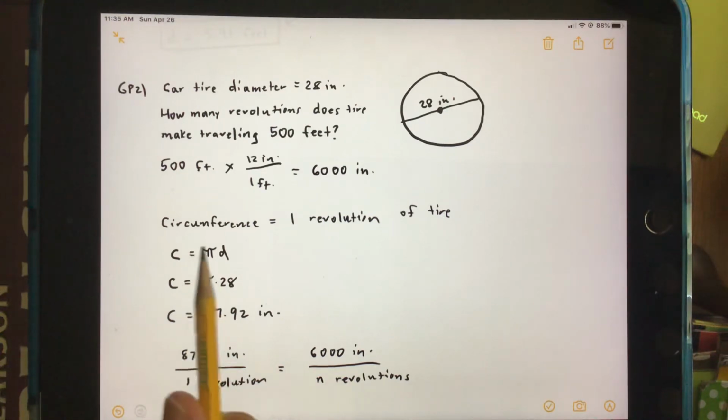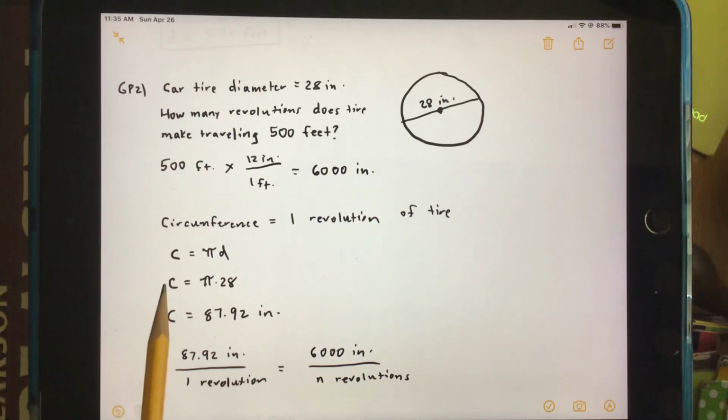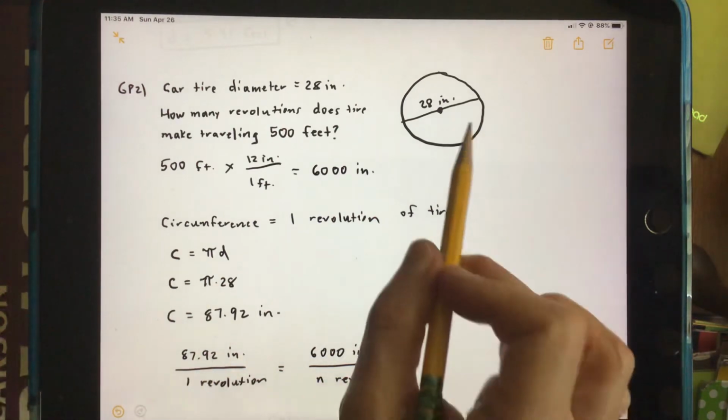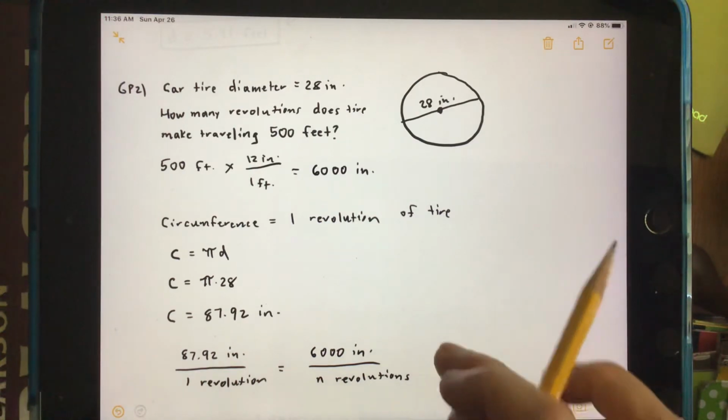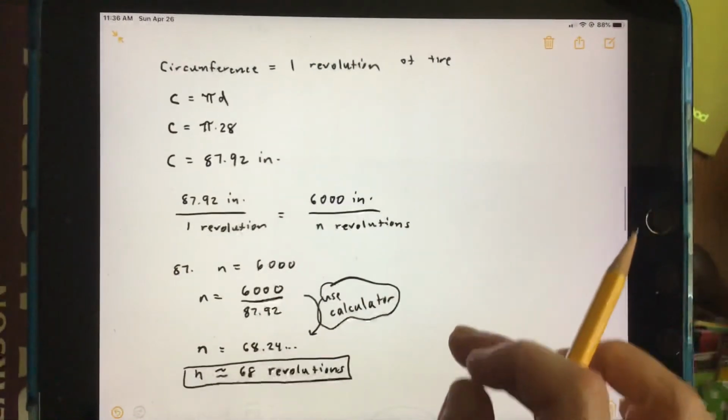Now, let's calculate the circumference of one revolution of the tire when it goes around once. So that circumference will be equal to pi d. We're given the diameter. That's why we're choosing this formula. Circumference is pi times 28, since the diameter is 28. Our circumference is approximately 87.92 inches. All right, so we're going to use that information now and set up a ratio to solve the problem.